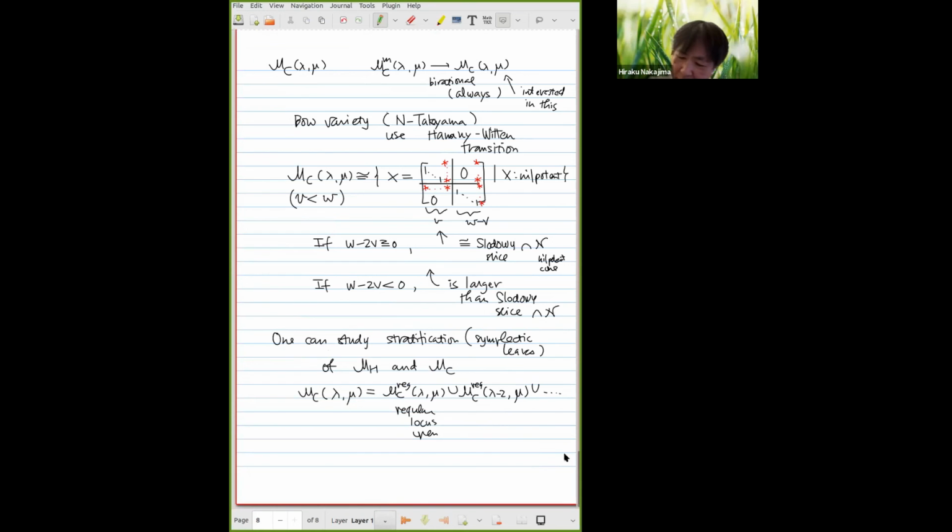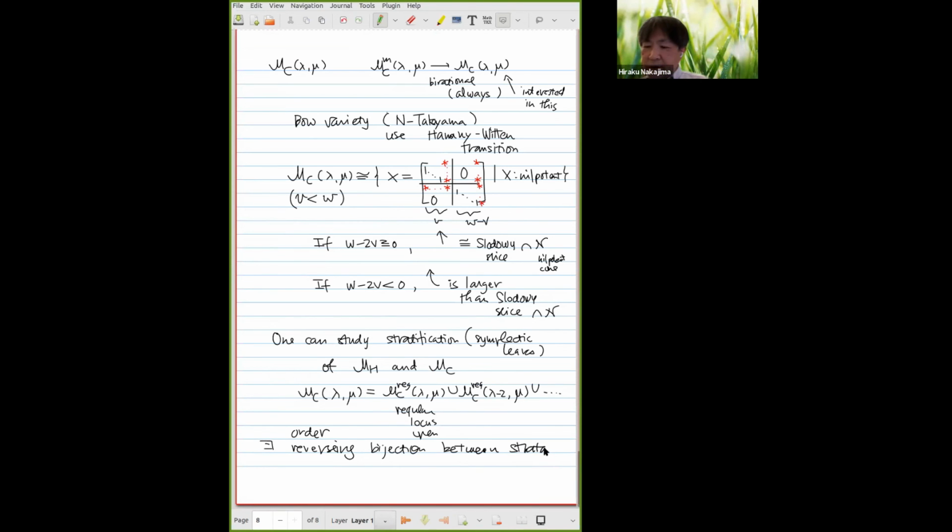So you have the reverse, order reversing projection between strata.